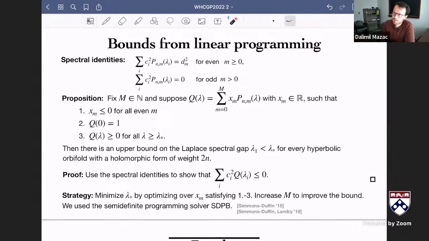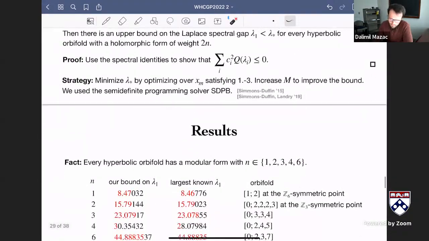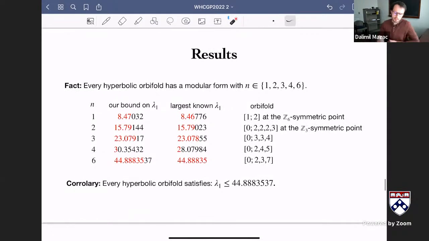And the strategy then is to minimize lambda star by optimizing over these x's, which satisfy 1, 2, 3, and increase the number of identities that we are using to improve the bound. In practice, we use this semi-definite programming solver SDPB, which is a standard tool in the Conformal Bootstrap. Okay. And finally, here are the results.